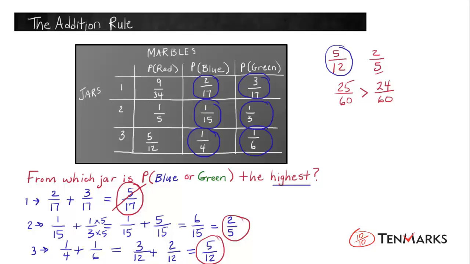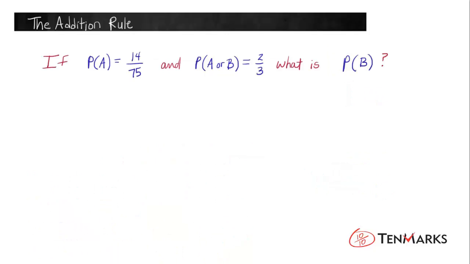So the answer to this question, from which jar is the probability of getting a blue or green the highest, is going to be jar 3. Now let's take a look at another problem that's a little bit different. In this question, instead of being asked for the probability of A or B happening, we're given that probability. That's going to be 2/3, and we're being asked to find the probability of B happening. This is a pretty straightforward question.